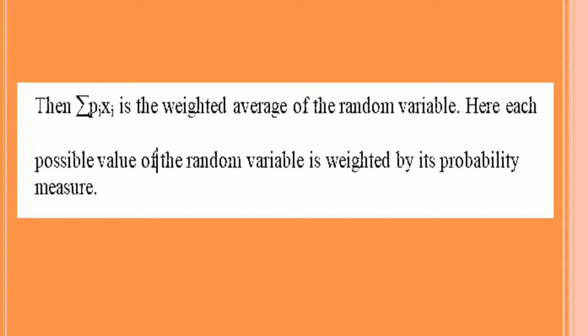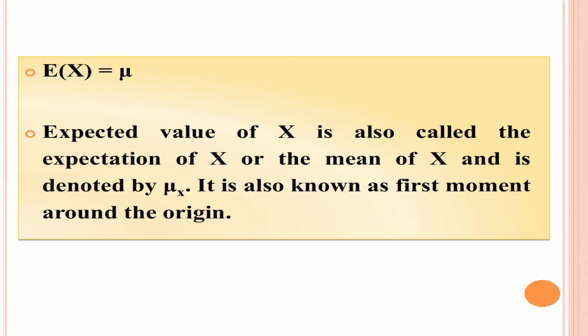Here each value of the variable is weighted by its probability measure, and so E of x is nothing but the mean, denoted as mu. Expected value of x is also called the expectation of x or the mean of x and is denoted by mu of x. It is also known as the first moment around the origin.